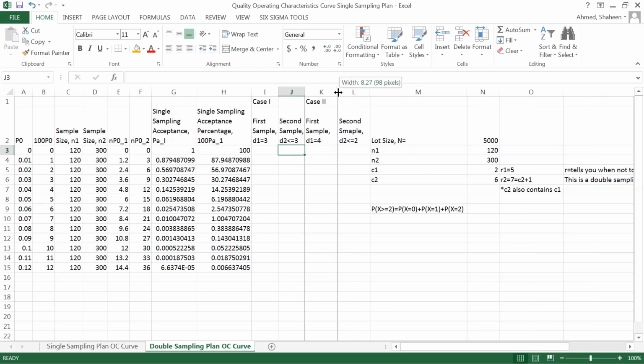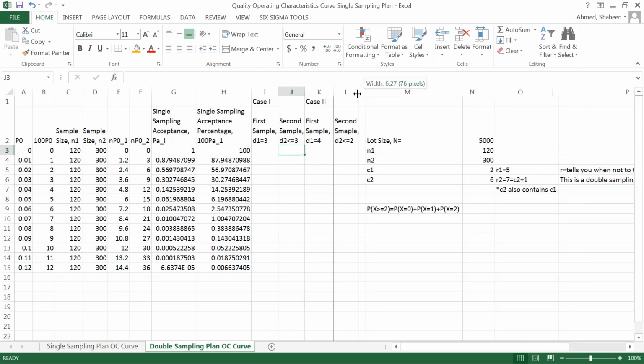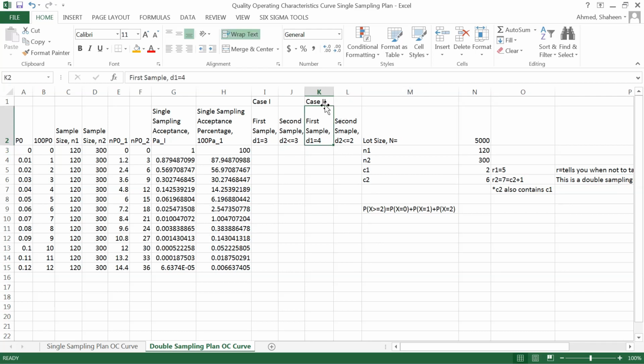So here, if you get 4 defective in case 2, if you get 4 defective in the first sample, because your criteria is 6, then you can get a maximum of 2 defective in the second sample. So you will accept the entire lot if you get 4 defective in the first sample and either 0 defective, 1 defective, or a maximum of 2 defective.